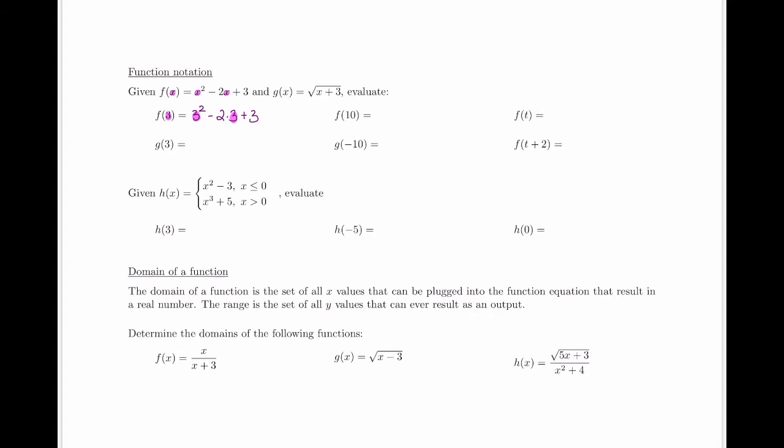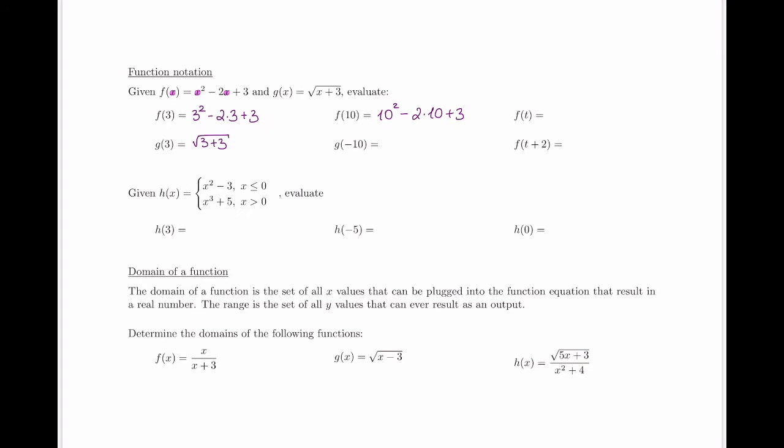Okay, so let's take a look at the next one. Here, I am asked to compute g of 3. So I'm going to be replacing x with the 3 every time I see it inside of the function g. So square root of 3 plus 3. And I'm going to leave this unsimplified just so once again, the function structure remains very clear. F of 10 means once again, I'm going to replace all x's in f with 10. So 10 squared minus 2 times 10 plus 3.